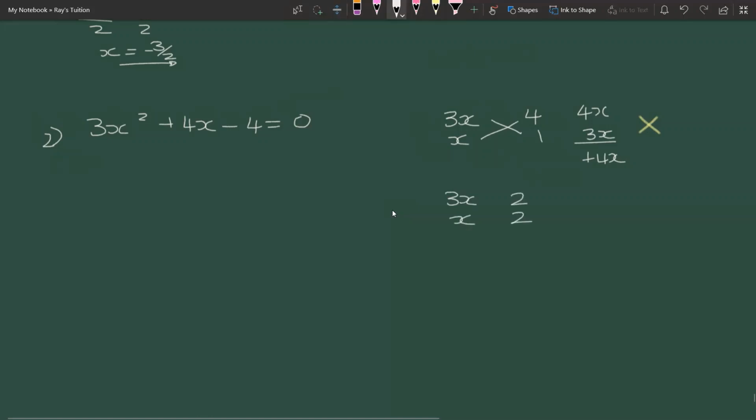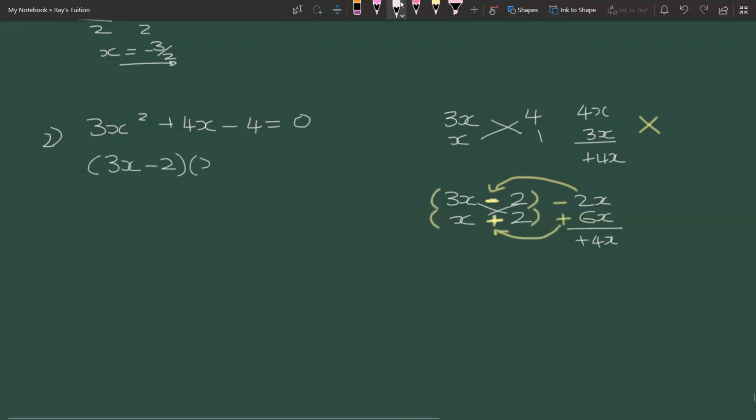So over here we get x times 2 is 2x and x times 3 is 6x. We would like a positive 4x. Is that possible? Well, yes, it is. If we say positive 6 minus 2, and then we have minus over there and a positive over there, and that is then our factors. So what we have is 3x minus 2 times x plus 2 is equal to 0.